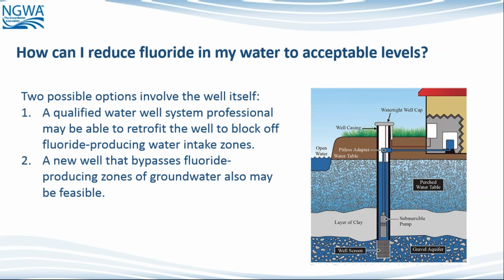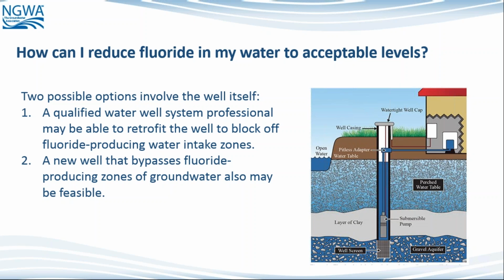And of course, if that's the case, then we can actually block off that producing area and either lower or eliminate the high fluoride concentration in your drinking water flow. That consists of basically either packering off that area or placing a swedge in a blank, closing off that particular screened area of the well.